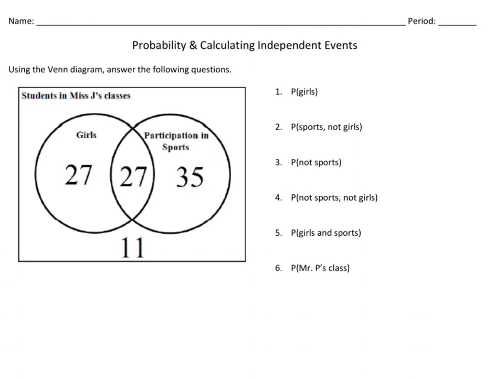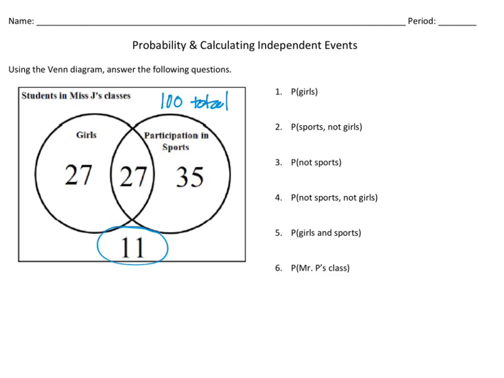A few things I want to point out in this Venn diagram. This 27 means there's 27 girls in Miss J's class that don't participate in sports. And then there's 27 girls who do participate in sports. If you're going to get any of these probabilities, you're going to have to figure out how many there are total, which is adding all of these numbers together. Miss J's classes, there's plural of them, and it's going to be quite a bit. So just pause it, add up how many they are. And I got 100 total.